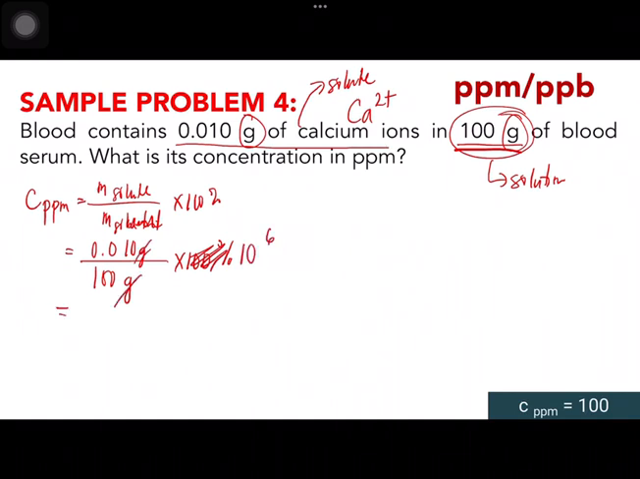So, the grams will cancel. So, grab your calculators. So, this is 0.010 over 100 times 10 to the 6. So, that gives you 100 ppm. So that is the concentration of your calcium ion in the blood.